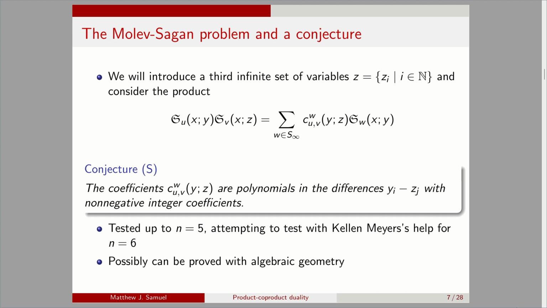And I have a conjecture that these coefficients c_{uv}^w of y, z are polynomials in the differences y_i minus z_j with non-negative integer coefficients. I've tested this up to n equals 5, and I'm working with Kellen Myers to try to test n equals 6. We've been running it for months, but we think the end is near. Although testing may not be necessary because it possibly can be proved with algebraic geometry.